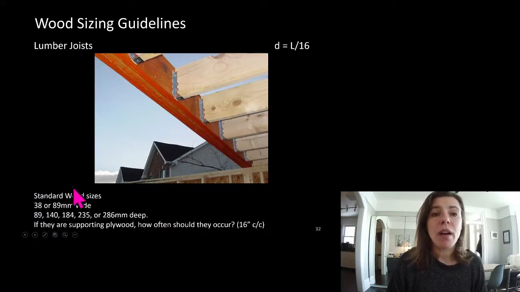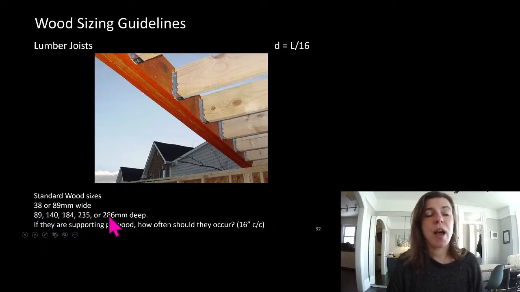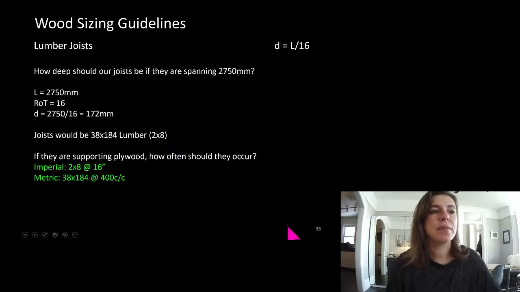Now remember, our lumber comes in 2x4, 2x6, 2x8, 2x10, 2x12. So we know that that really means 3.5, 5.5, 7.25, 9.25, or 11.25. Make that metric. Here are the different sizes you have: 38 millimeters wide or 89 millimeters wide, but 38 is what's common, by 89, by 140, by 184, by 235, or 286 deep. And if they're supporting plywood, they should occur every 16 inches center to center.